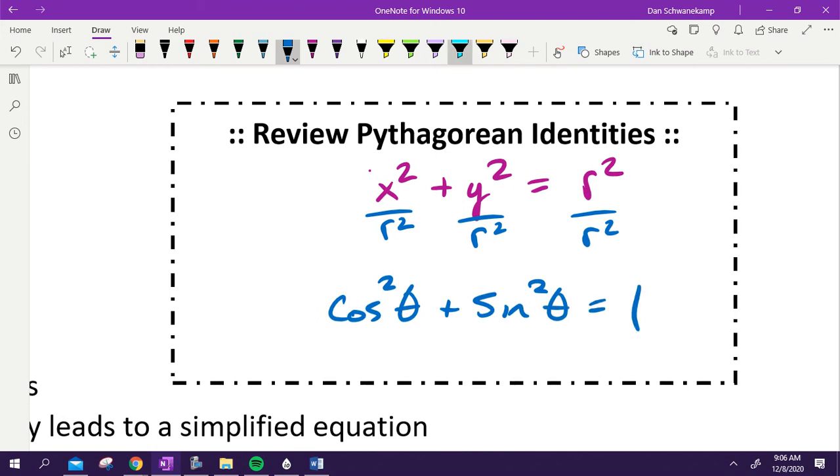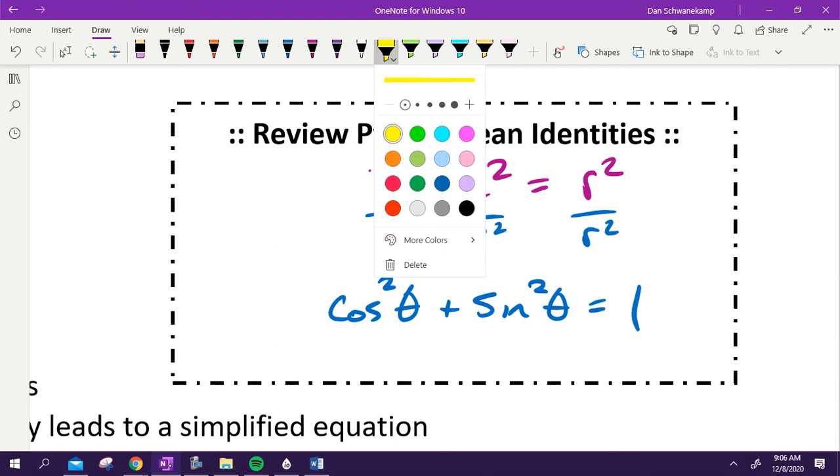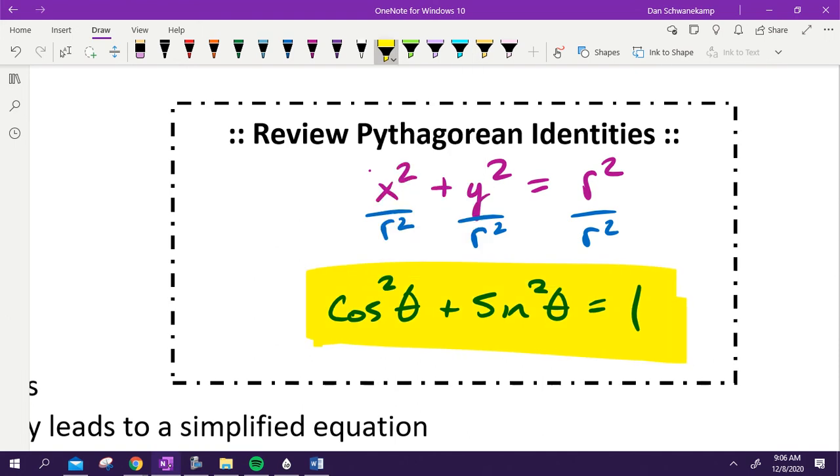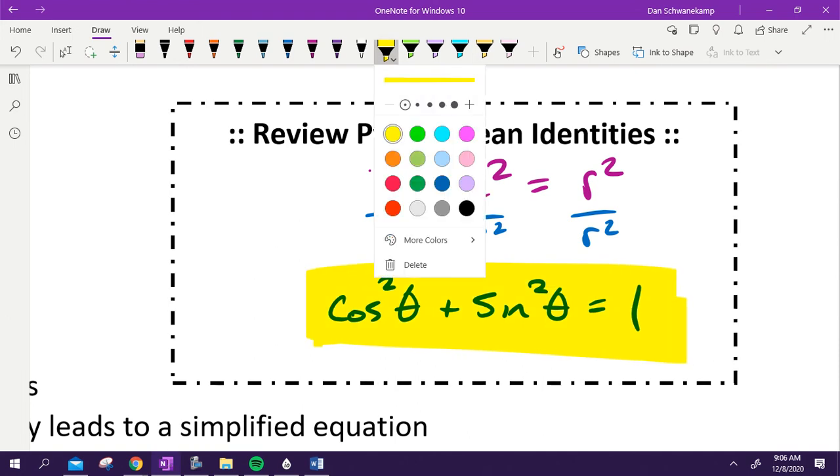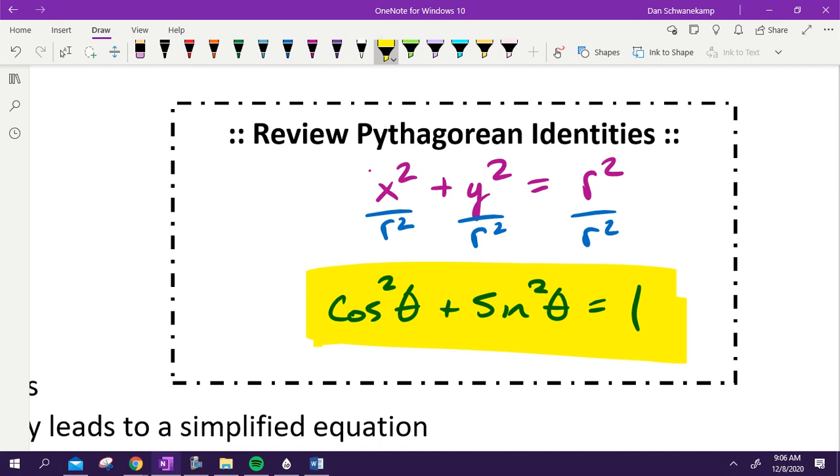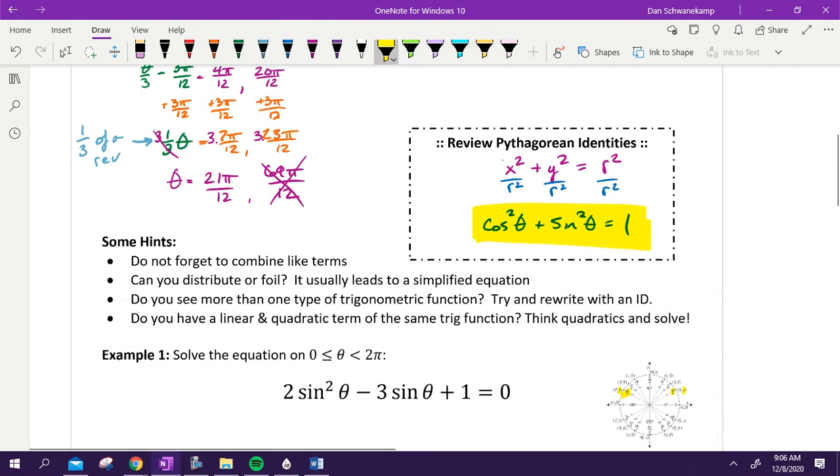That is a Pythagorean identity. This is always true. This is never not true. So we can use that at any time. It's an identity. It always works. And we're going to need them here in a little bit. But just don't forget about that.